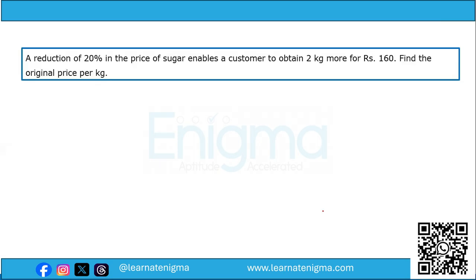A reduction of 20% in the price of sugar enables a customer to obtain 2 kg more for rupees 160. Find the original price per kg. Now, let's assume the original price to be x and original quantity to be y. Now, therefore, we can say xy is equal to 160.